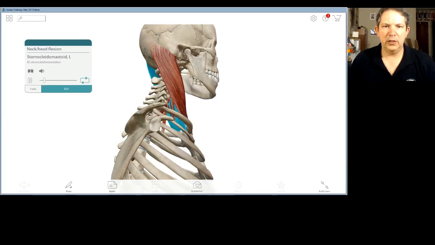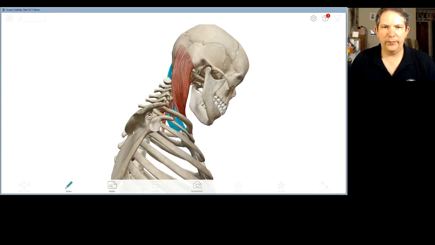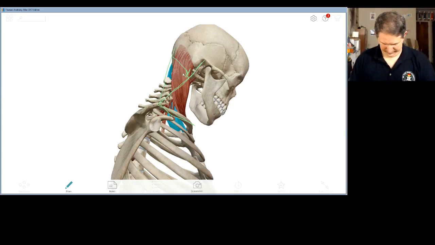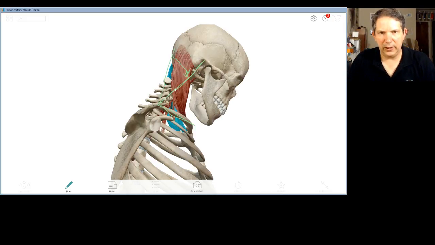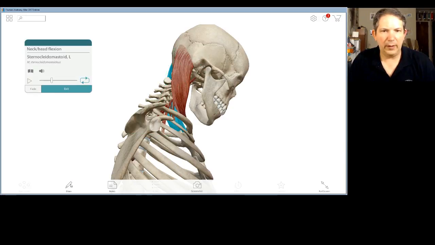Because the joint angle, right? This joint angle is getting smaller, right? It was up here and now it's down here. So as the angle gets smaller, that's flexion, and extension would be that angle getting larger. Okay.